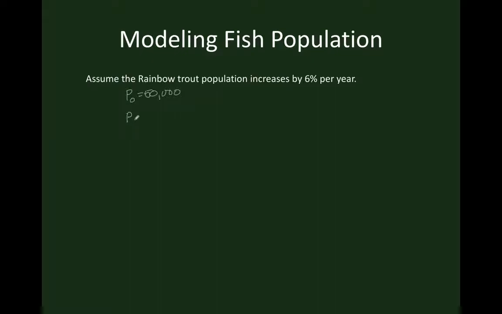Well, what this means is after the first year, at a 6% growth rate, we would add 50,000 times 6%. I'm going to write that as 0.06. And so we could do this calculation, and that would give us the amount of fish in the first year.